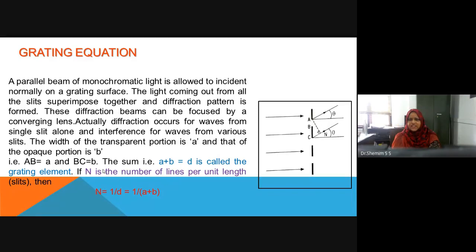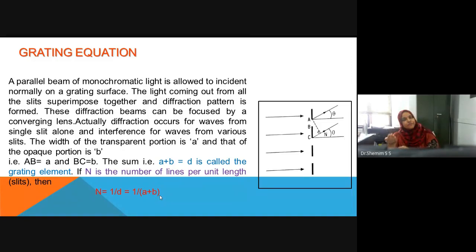And now, let us consider capital N as the number of lines per unit length. The number of slits per unit length will be equal to capital N. If you consider 1 unit of length, 1 centimeter of the grating, then that will contain capital N slits or lines. Then capital N will be equal to the reciprocal of the grating element, that is 1 by d, which is equal to 1 by (a plus b). The number of lines per unit length, capital N, is equal to the reciprocal of the grating element.